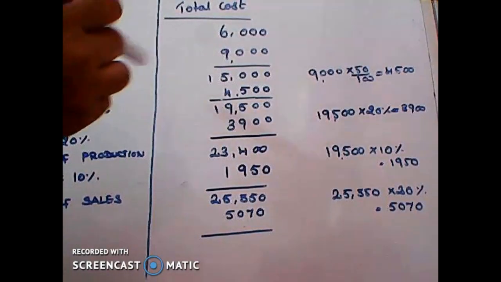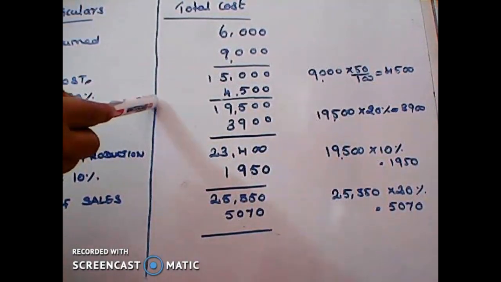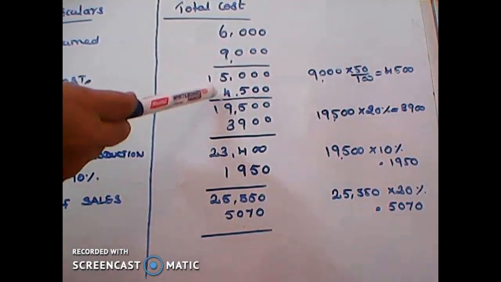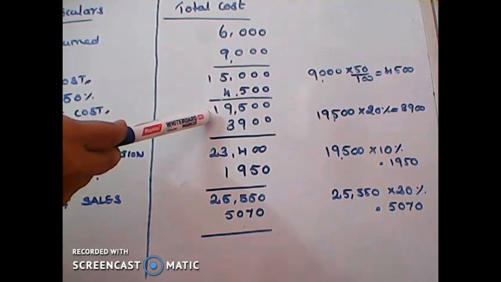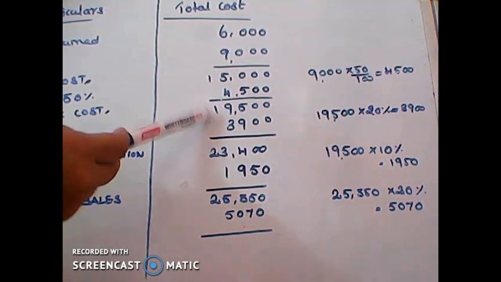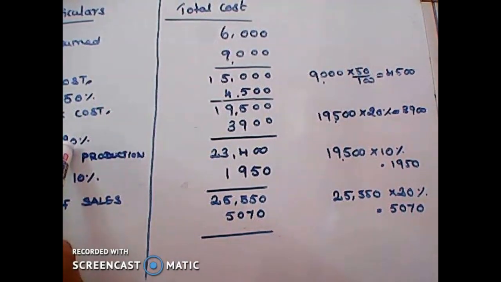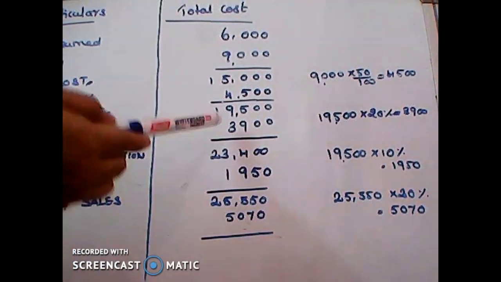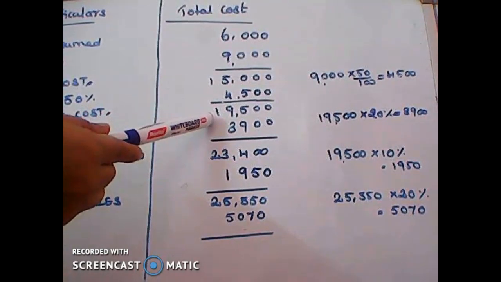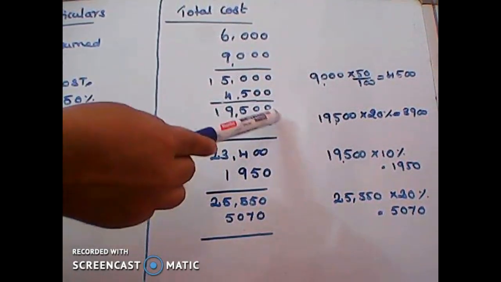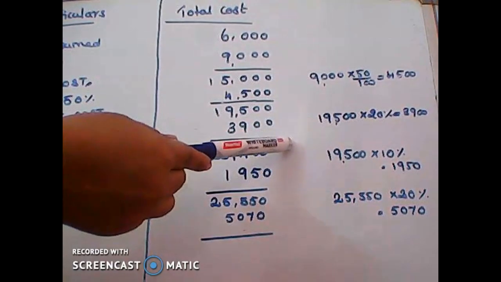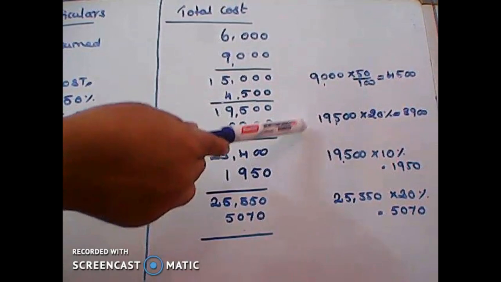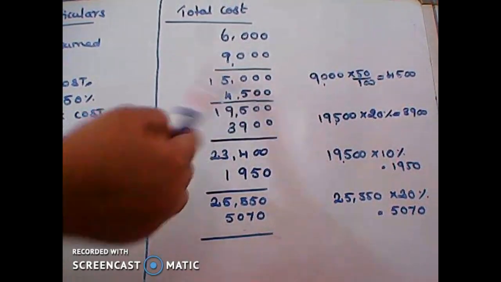We have calculated the work cost. It is 4,500. After that we add 15,000 plus 4,500 and we get 19,500. Now we are going to add office expenses at 20%. It was given that it should be calculated on the work cost. What is the amount for work cost? It is 19,500. So for 19,500 we calculate 20% and we get rupees 3,900. So that 3,900 is the office expenses.